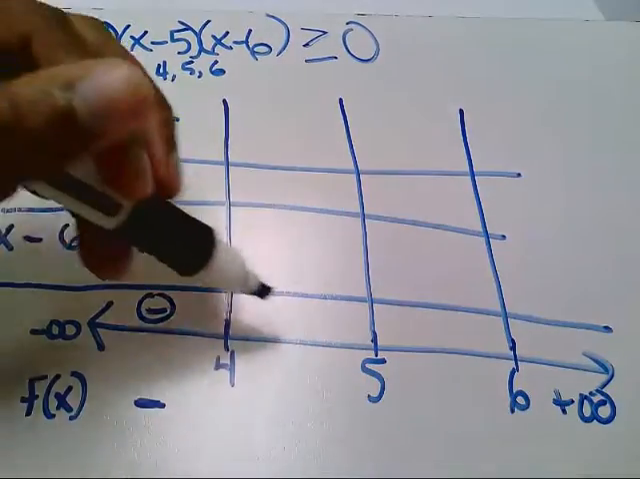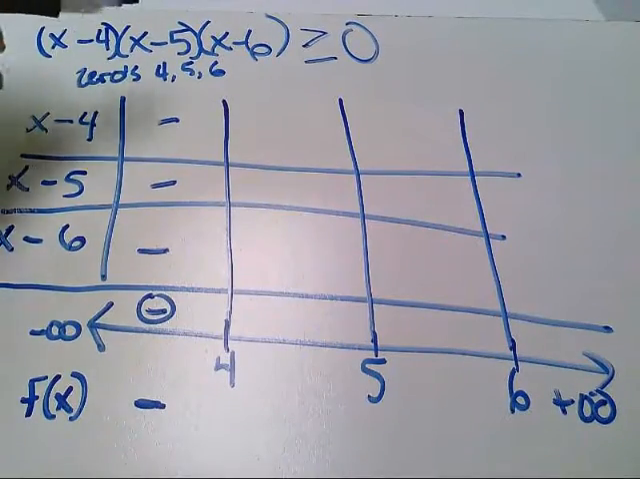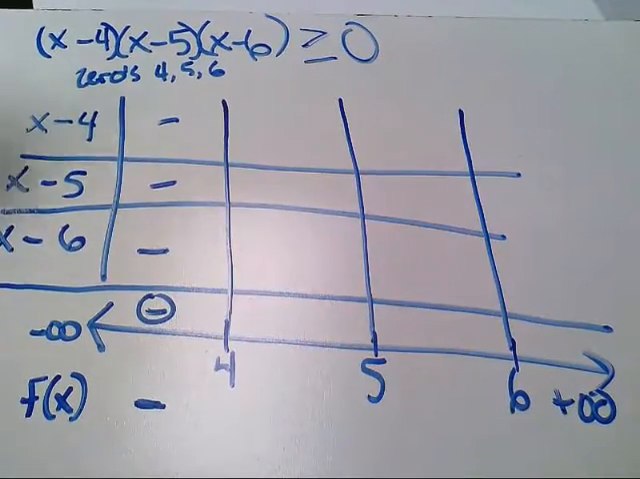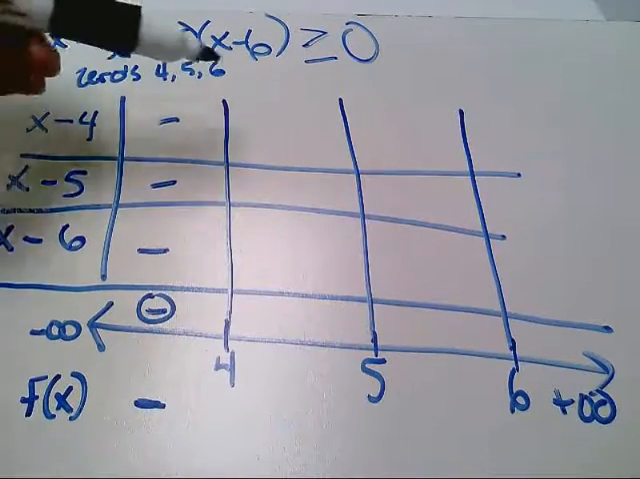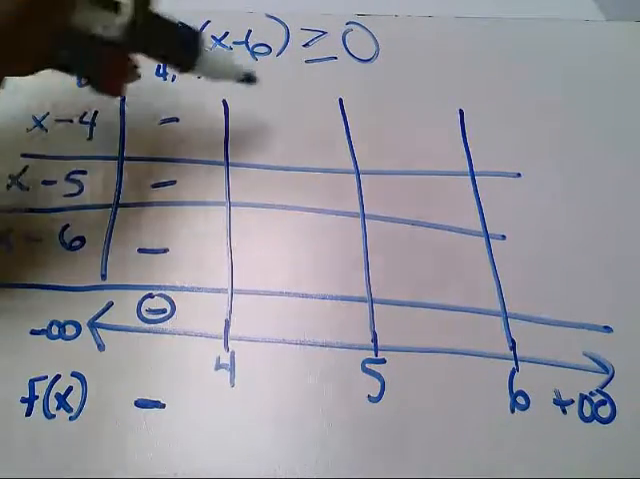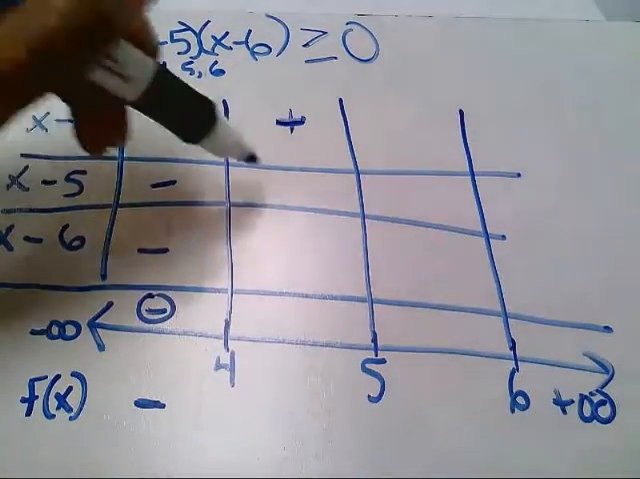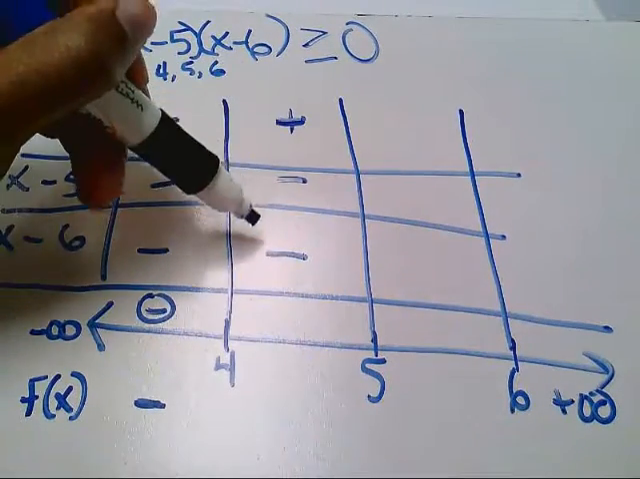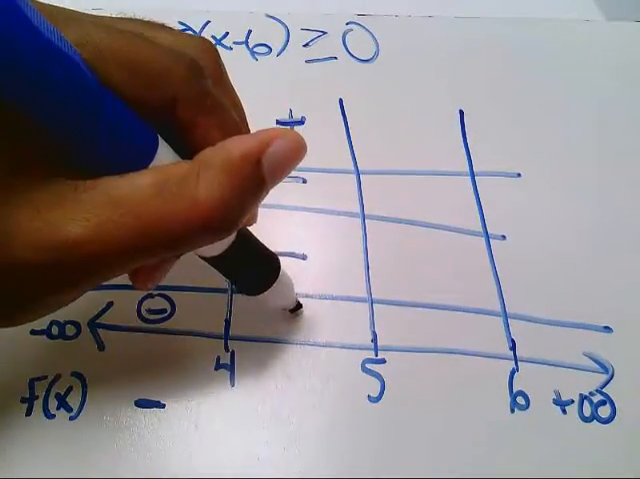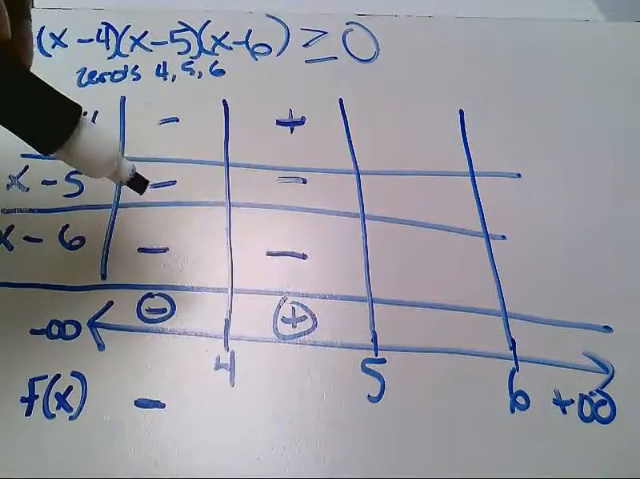Now, the next section, going from 4 to 5. We need to choose a number between 4 and 5 to test if the function will be negative or positive. A number between 4 and 5 could be like 4.2, 4.3, 4.5, as long as it's between 4 and 5. So if we choose 4.5, 4.5 minus 4 is going to be positive. 4.5 minus 5 is going to be negative, and minus 6 will also be negative. So now we have a positive times two negatives. This will give us a positive value. So this is a positive section here, which we want to keep.